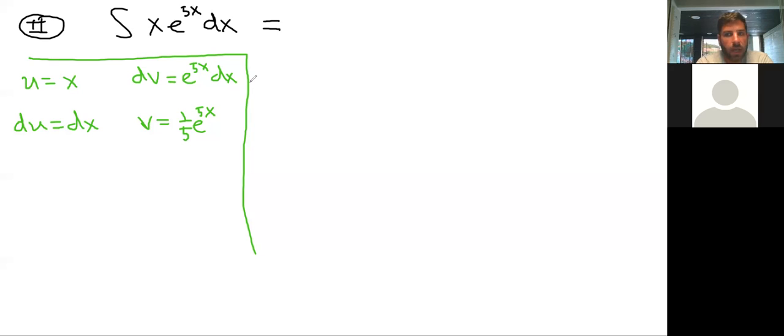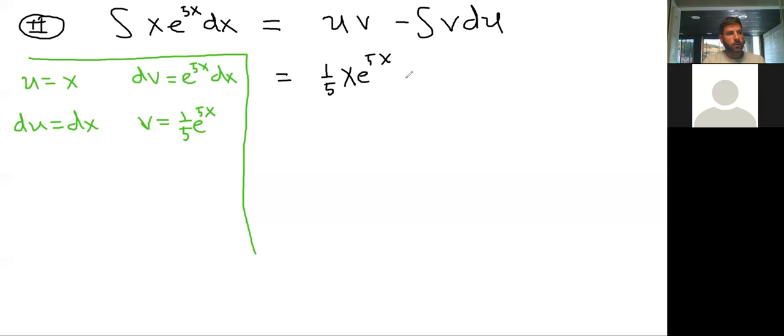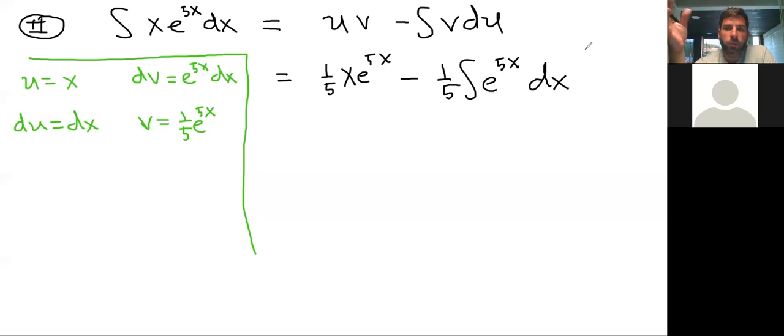So the question students have is, how do you know what to choose for u? How do you know what to choose for dv? The simple answer to that is you don't until you have experience. Experience, experience, experience. So once again, I know this integral is equal to uv minus the integral v du. So I'm left with 1/5 x e to the 5x minus 1/5 the integral e to the 5x dx. And the parts formula has given me what I really wanted to happen. I have a new integral which I can readily evaluate.